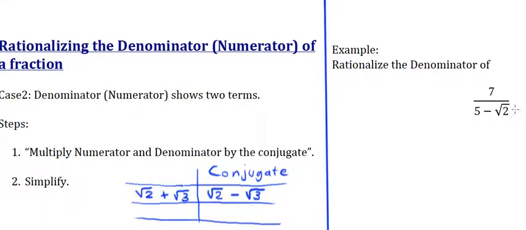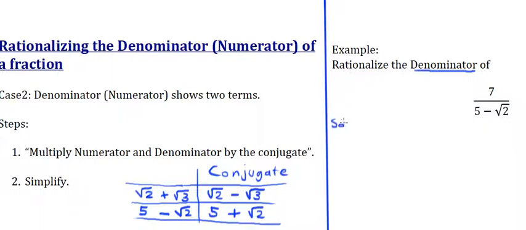Now, what should be the conjugate of 5 minus square root of 2? We keep the 5, we keep the square root of 2, and we simply change the sign in between, minus for a plus. Good. So 5 plus square root of 2 is the conjugate of 5 minus square root of 2. Alright, now going over the example: rationalize the denominator. Denominator, always pay attention to this word. Rationalize the denominator of 7 over 5 minus square root of 2.